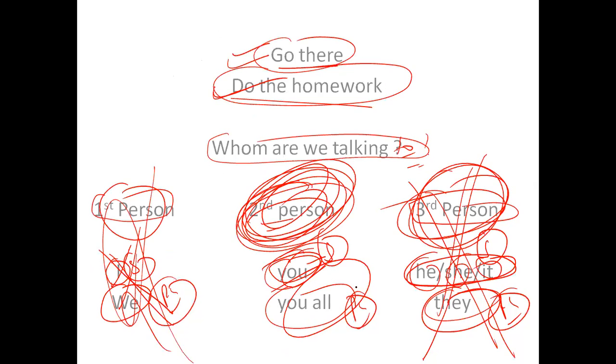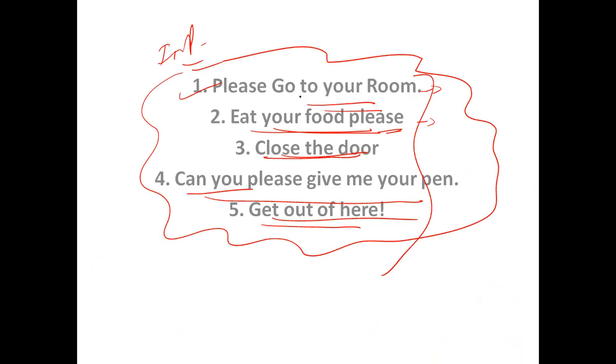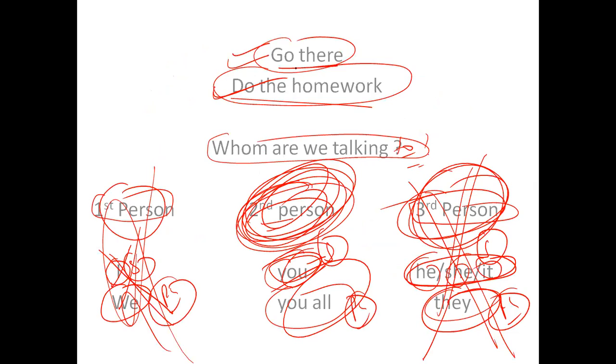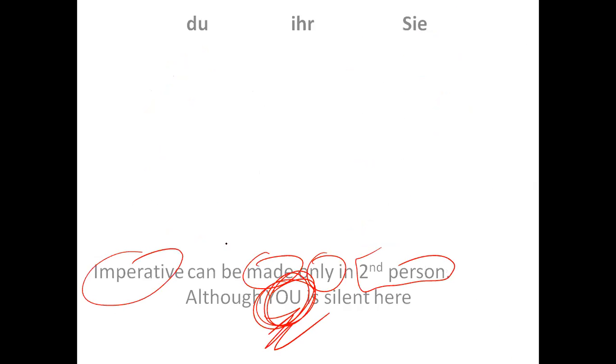Read all the sentences again. Please go to your room, eat your food, please, close the door, can you please give me your pen, get out of here, or do your homework, go there. All these sentences come here. In all these sentences, you is silent, you is omitted. This is another feature.